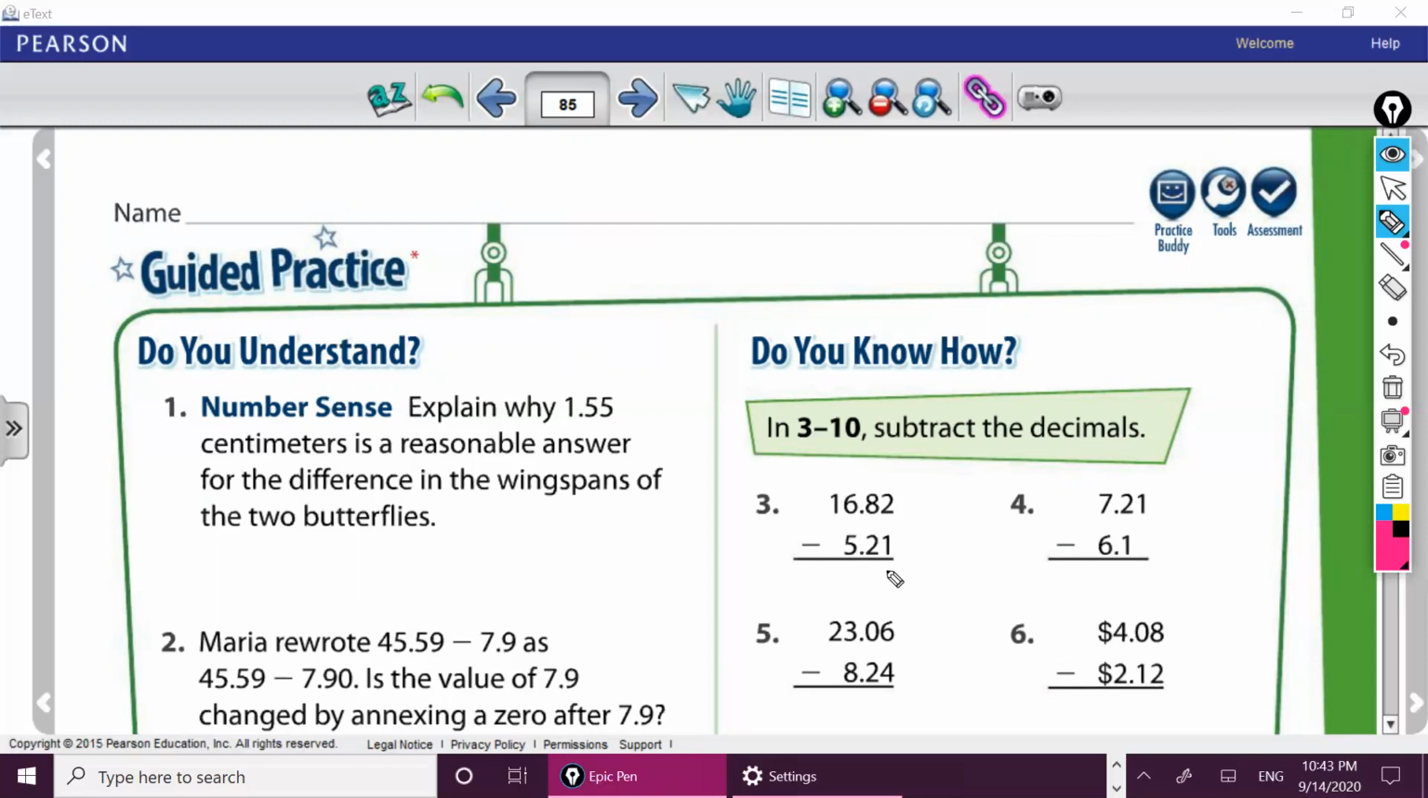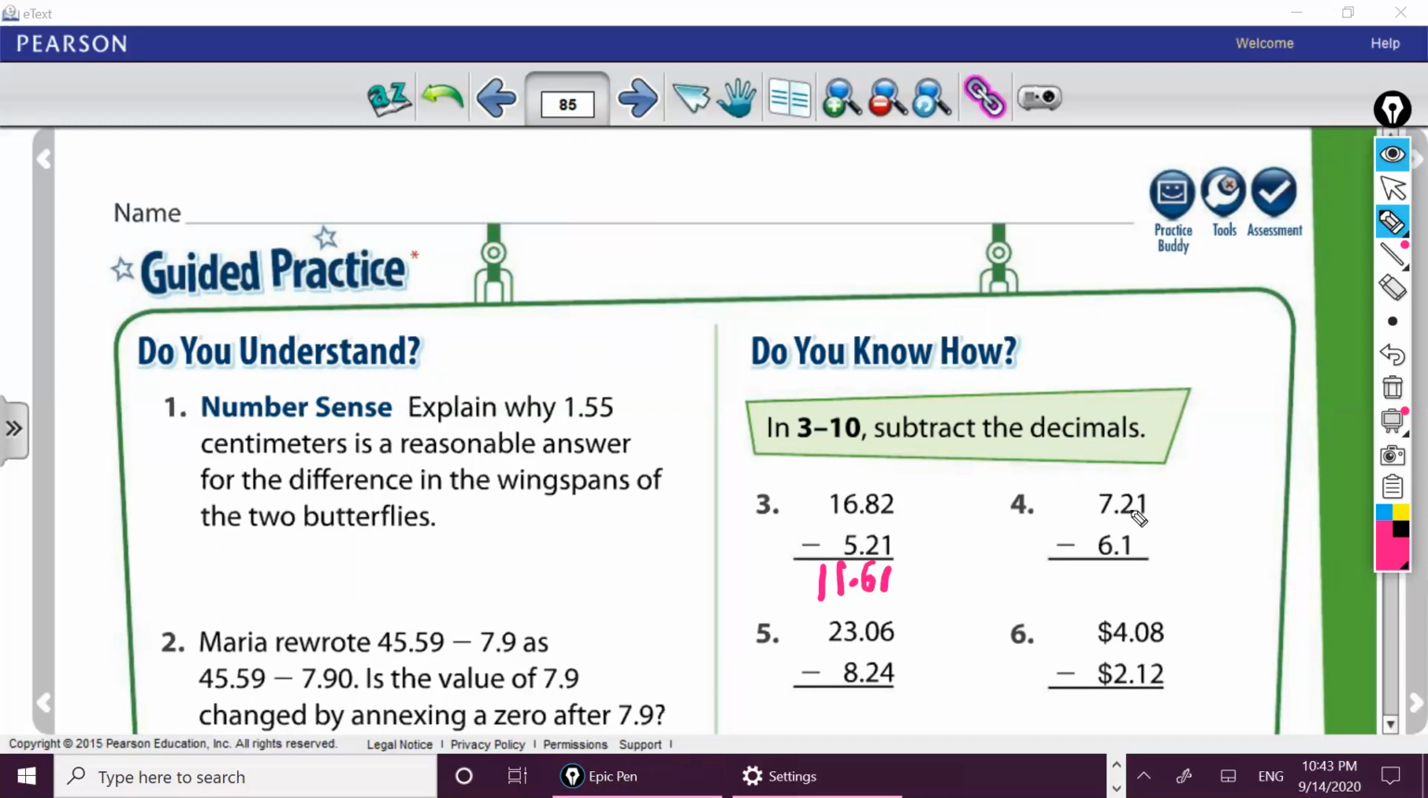So I will write here 2 minus 1 equals 1, sorry. And 8 minus 2 equals 6. Then I have the decimal point. You should write the decimal point. Subtract 6 minus 5 equals 1. And 1 minus nothing equals 1. So 11 and 61.